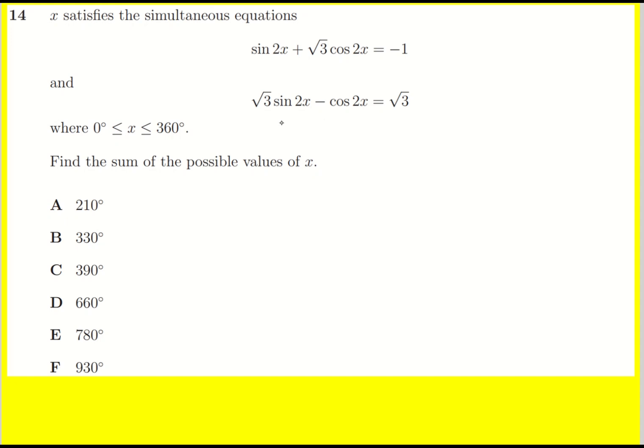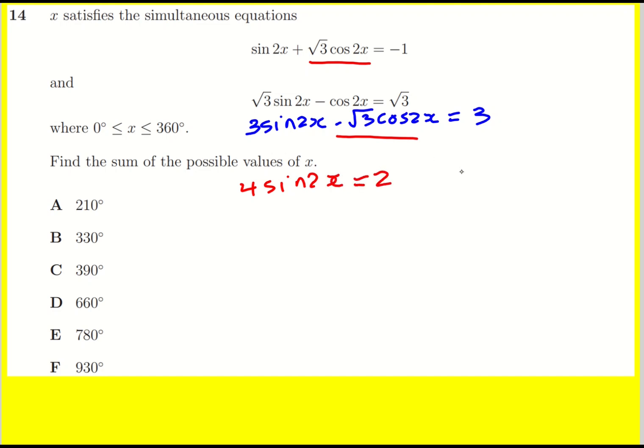I'm going to times the bottom one through by root 3 because then I'll get the same coefficients on the cos 2x, just opposite signs. So 3 sine 2x minus root 3 cos 2x is going to equal 3. And now I can add them together to eliminate these two. 4 sine 2x is equal to 2, and therefore sine 2x is equal to a half.